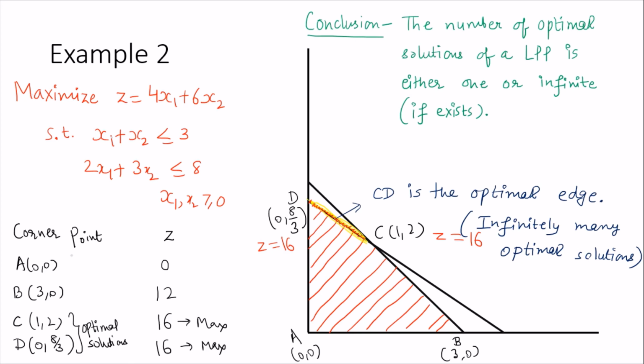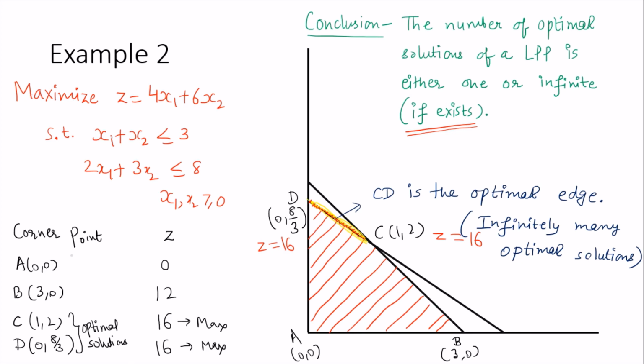And keep in mind this phrase which I've just written, if exist. What is the meaning of if exist? Just recall, I told you in the beginning that in a bounded feasible region there is a guarantee that the optimal solution is definitely going to exist, but in an unbounded feasible region it may or may not exist. That's why the phrase if exist is coming here.